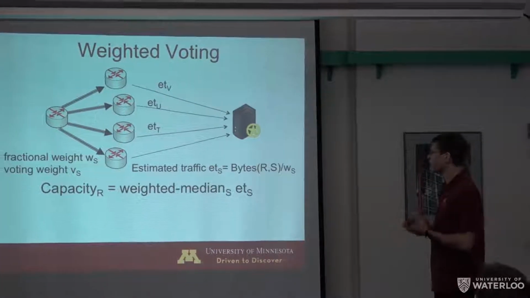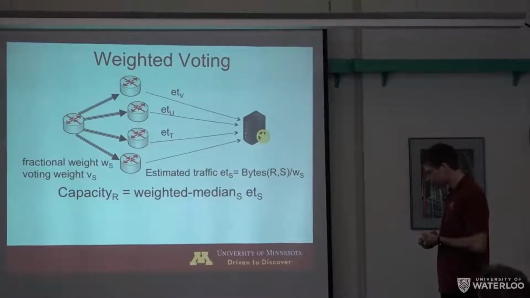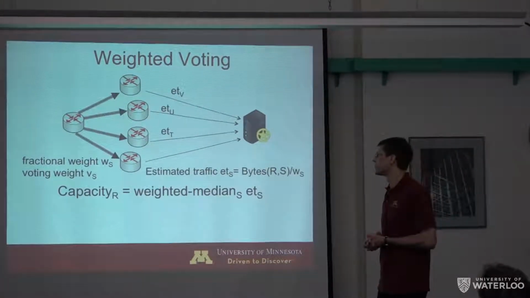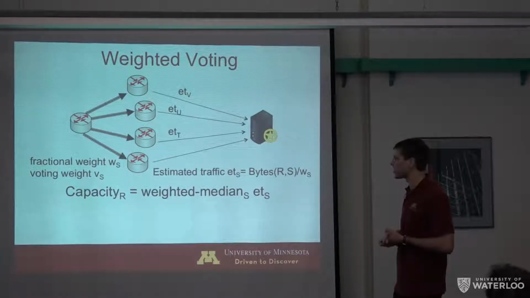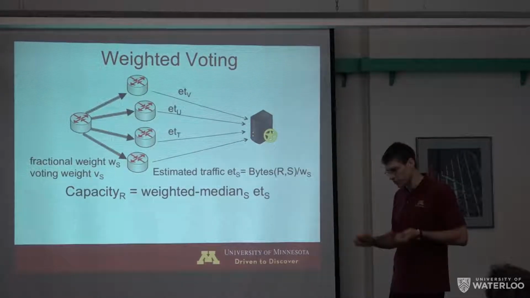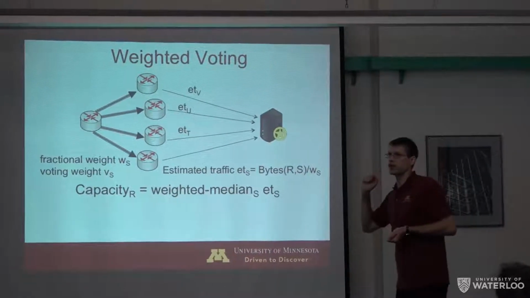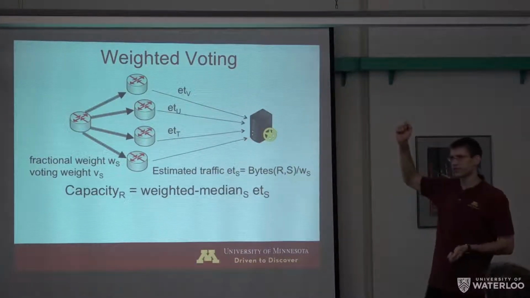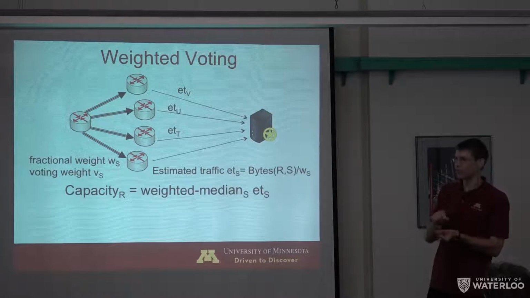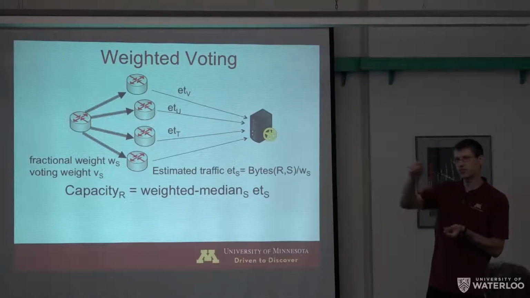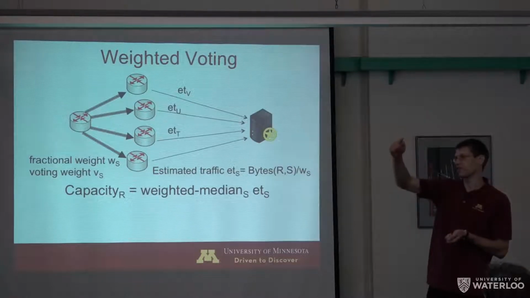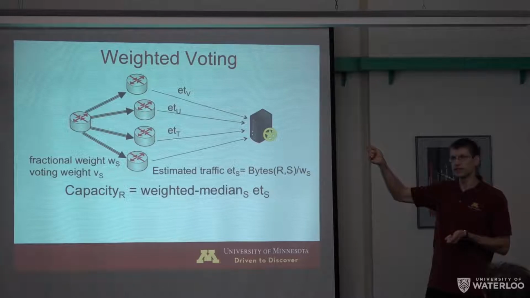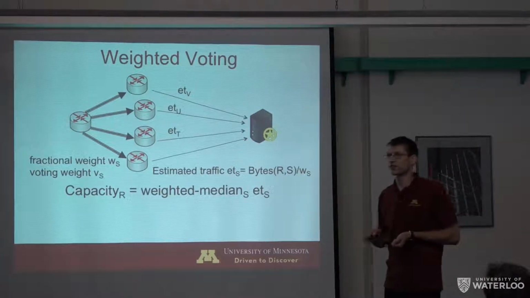You can imagine that we could modify this to get rid of that problem by, instead of taking just a median, we take a weighted median. So that means we sort the estimates, and then we start with the lowest estimate and add up the weight attached to each vote until we get to 50% of the weight, and that will be our weighted median estimate. Okay.